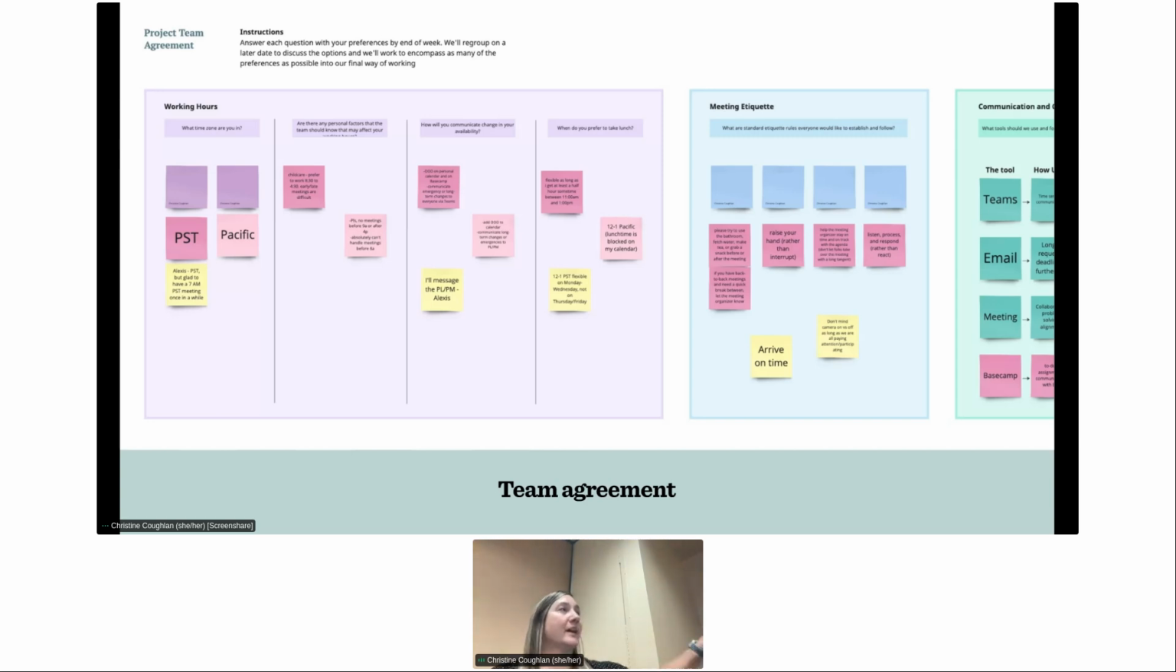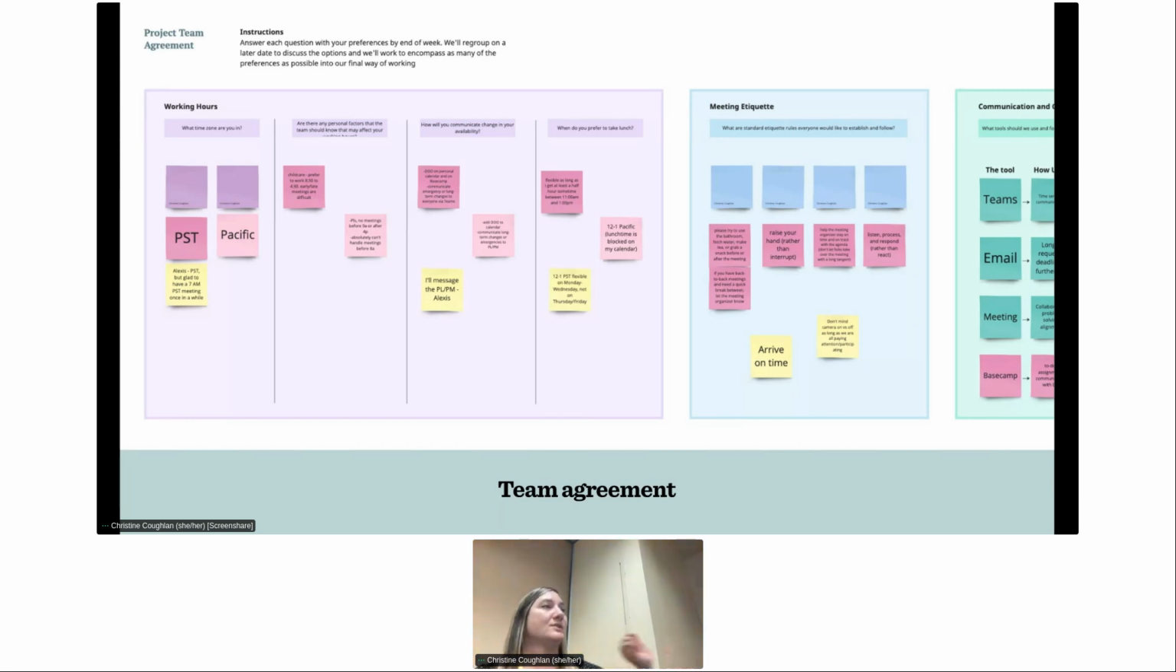So anything around working hours, people's personal schedules is great to include in a team agreement. In addition to that, we have a category here about meeting etiquette. Make sure you're on time. What does being on time mean? How are we going to handle situations where somebody is running late from another meeting that they're in? How do we work through those different things?